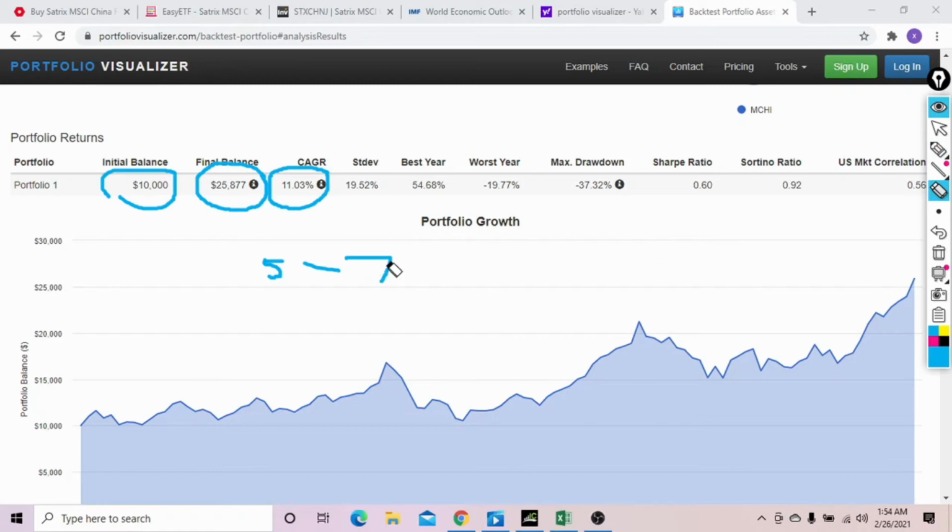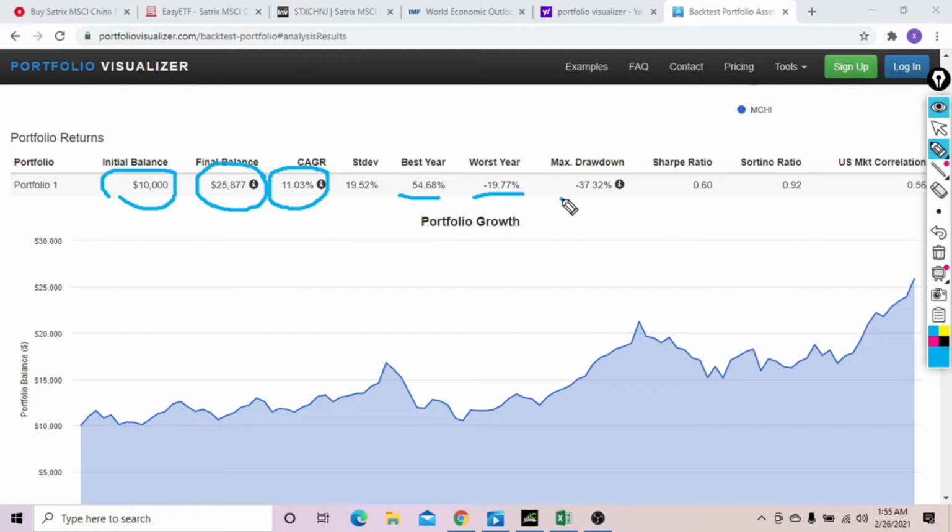And then if you check other parameters under this performance, which is quite good, you can see that at the best year, this ETF went up by 54.68%. So there was a year where you see your account growing by 54.68%. And then the volatility, which is the risk, the standard deviation, is 19.52%. But that is not quite important for now; if you don't understand that concept, you can just research more on it. Your worst year shows that this investment will have been down by 19.77% when the market crashes. So this is your worst year.